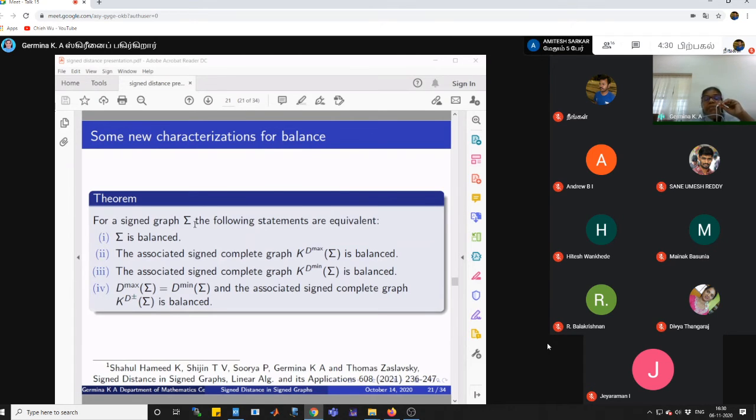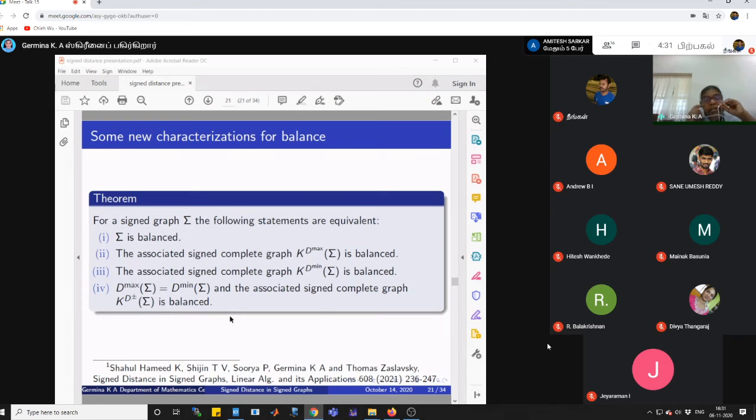For a signed graph sigma, the following statements are equivalent. We have proved this: sigma is balanced. The associated signed complete graph K D max of sigma is balanced. And this is the same as the associated signed complete graph K D min of sigma being balanced. And again, this is equivalent to D max of sigma equal to D min of sigma, and the associated signed complete graph K D plus or minus of sigma is also balanced. This is a beautiful theorem.